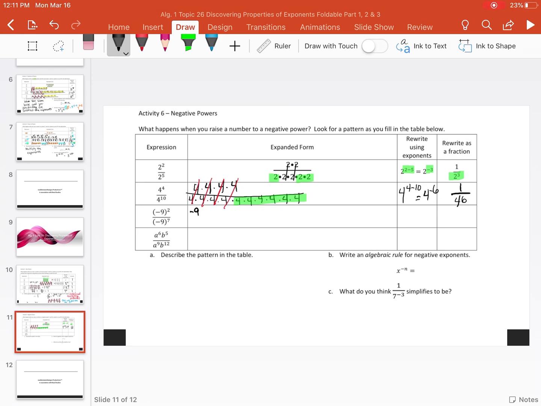So we have negative 9 times negative 9 over negative 9 times negative 9 times negative 9 times negative 9 times negative 9 times negative 9 times negative 9. And we can reduce. So we end up with 5 negative 9's in the denominator. We can prove that with negative 9 to the 2 minus 7, which is negative 9 to the negative fifth. Or if we want to write that with a positive exponent, which we always write as a positive exponent, that is the proper way to write this. So that's the same thing as 1 over negative 9 to the fifth.